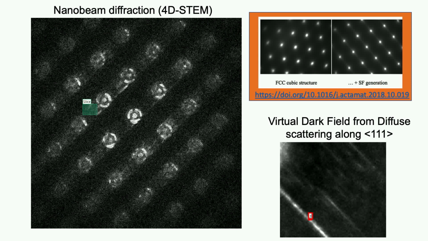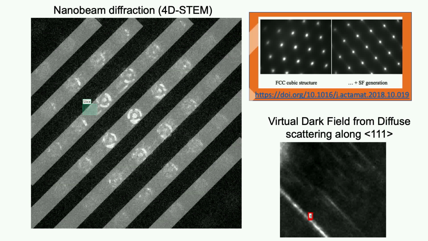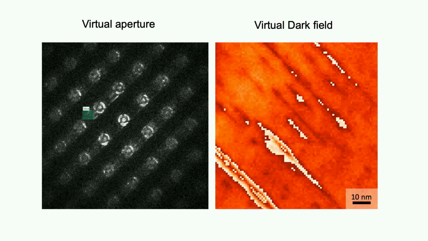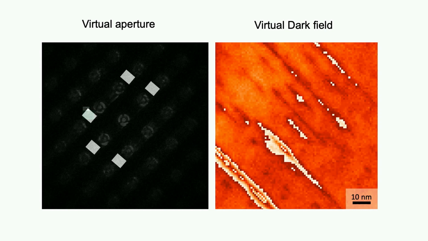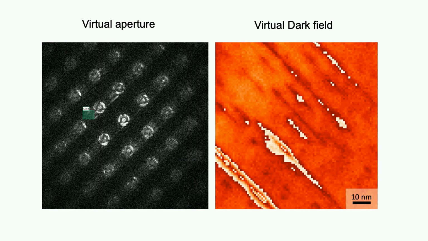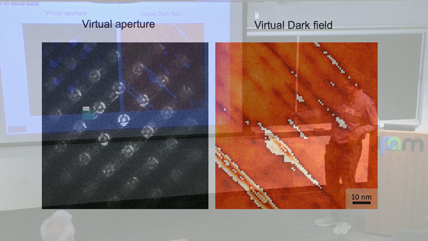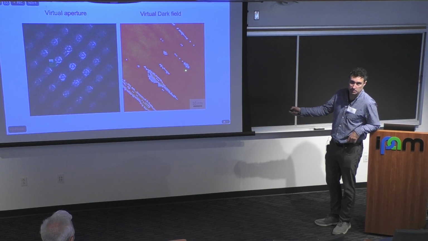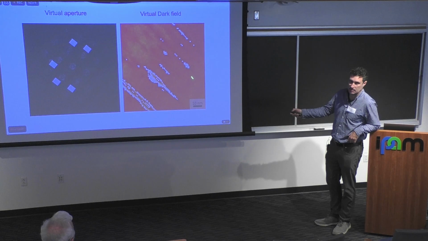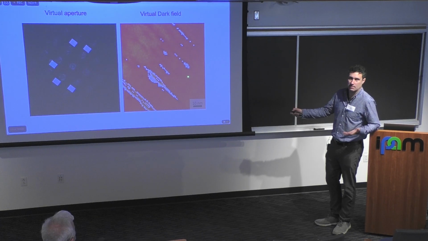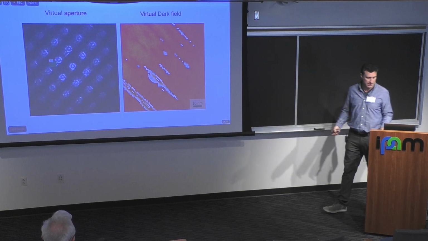Twins or HCP, all those things will give you scattering along this direction. So trying to discern all that stuff is part of the fun. But if you, for instance, put a virtual aperture along these streaking regions, you can visualize the parts from 4D STEM, the parts of your sample that are giving you the streaking. So these are some sort of faults or HCP that's existing inside this nominally FCC single phase material.